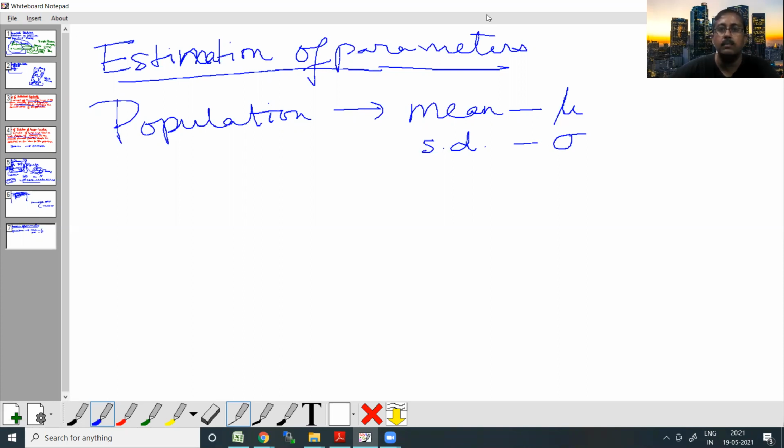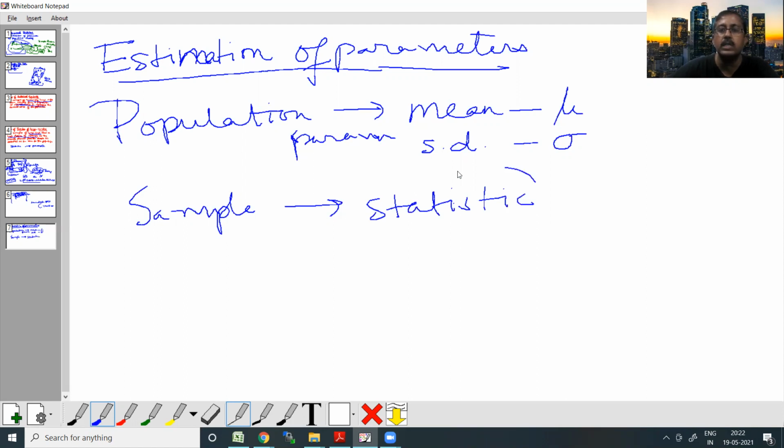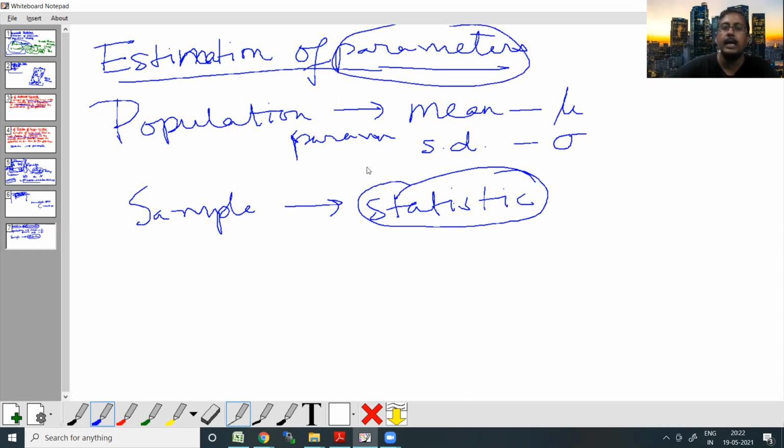Now the same thing when I go for the sample, when I measure it for the sample, that is known as a statistic instead of a parameter. So here I call it a parameter, and here I call it a statistic. What I try to do is basically use a statistic to estimate a parameter. So what is the statistic? Say for example, I can think of a sample mean as a statistic.